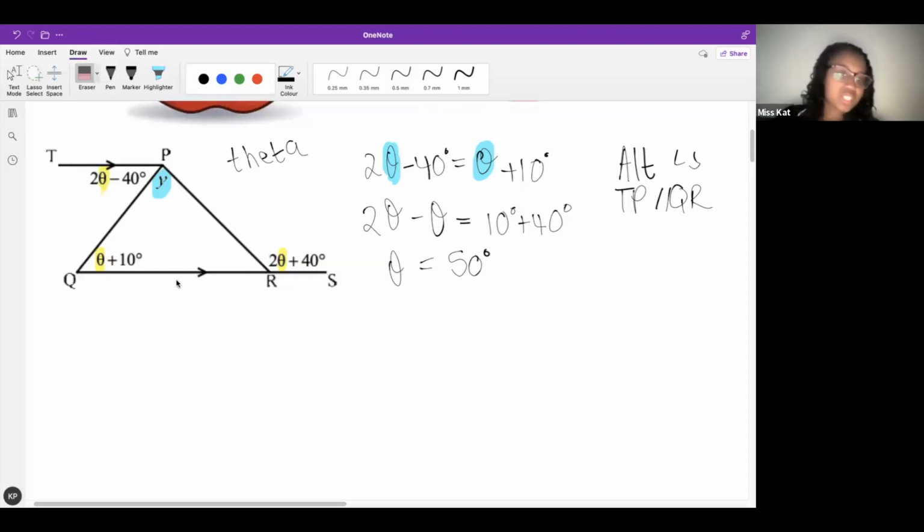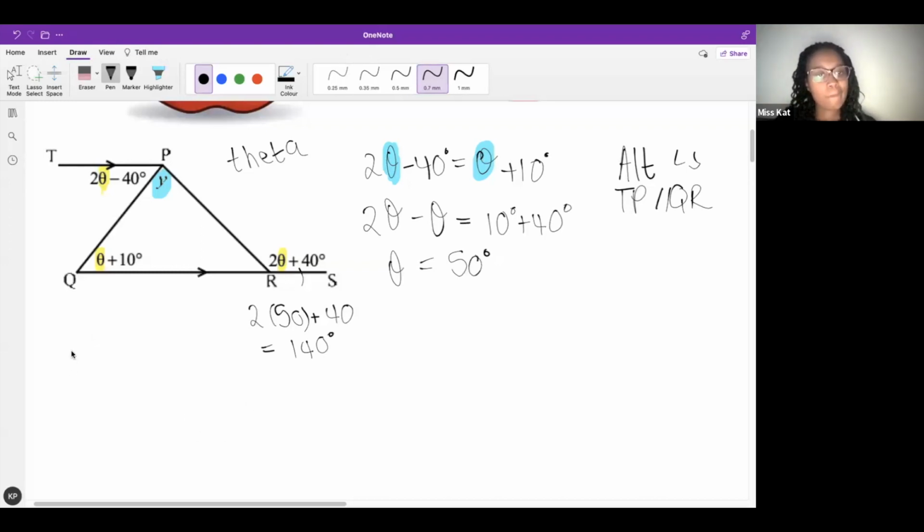So we have theta. Now, how are we going to work out y, guys? Let me first substitute this theta. This angle is going to be 2 times 50 plus 40. And how much is that going to be? Yes, Palesa. Ma'am, I can try find y with you. Oh, okay. Let me just write this. All right, this is y.